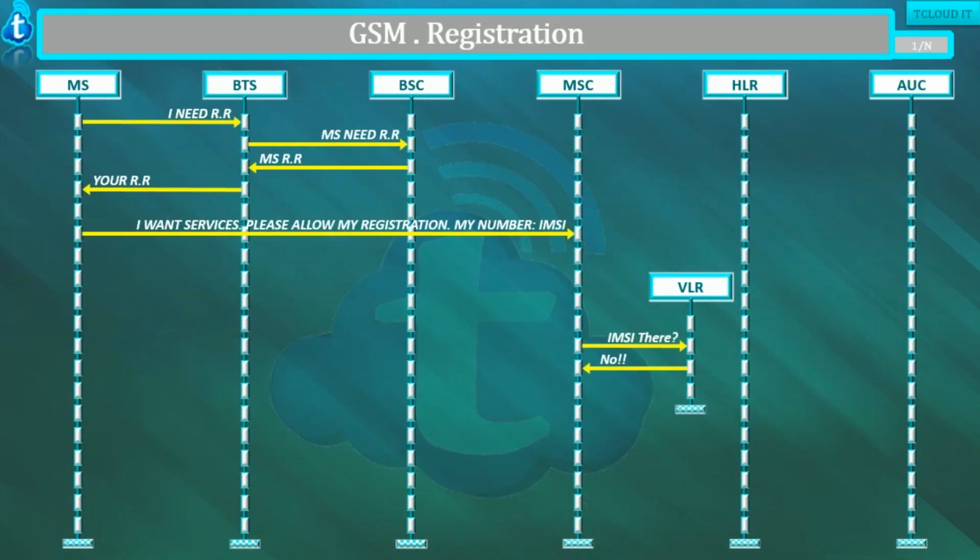MSC says, oh, is it? So a new guy? Fine, not a problem. We can still help him out. How? Again, I'm just displaying the protocol names everywhere. The protocol name between this MSC and VLR would typically be called MAP, Mobile Application Part. That is the internal communication happening between MSC and VLR.